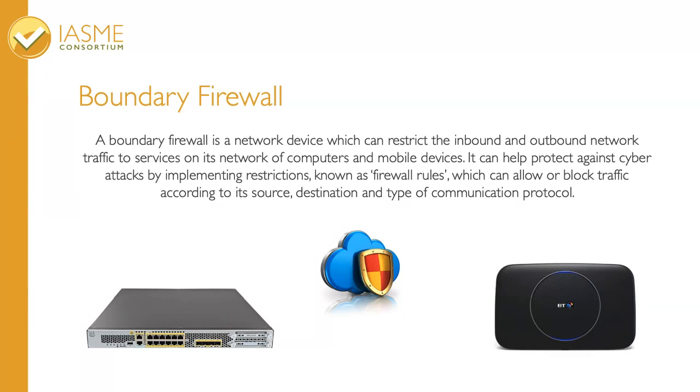At the bottom there, we're saying those rules can be used to allow or block traffic according to its source, destination, and type of communication protocol. When we talk about communication protocols, just think of those as the services we previously discussed. You've got two main protocols, TCP and UDP, and within those you've got all these different services. So just think of that as the services that you are allowing in.